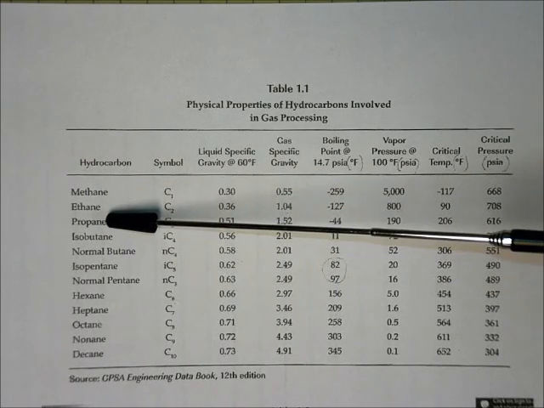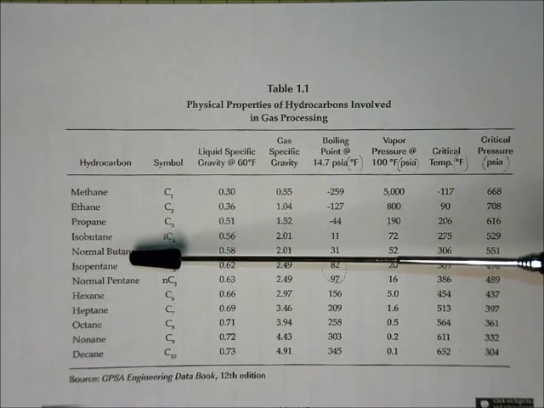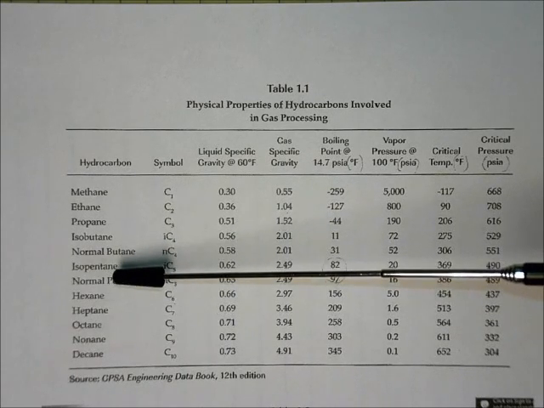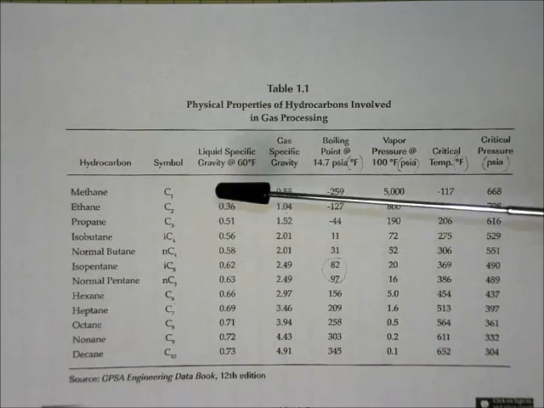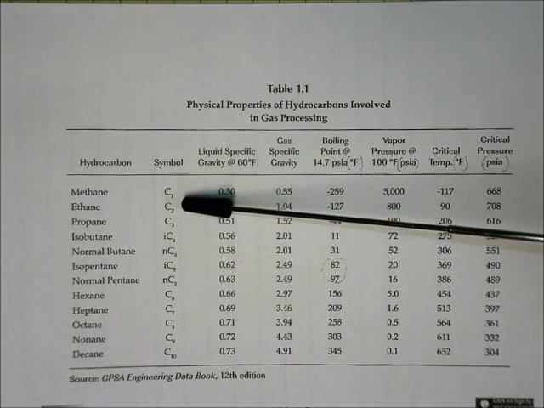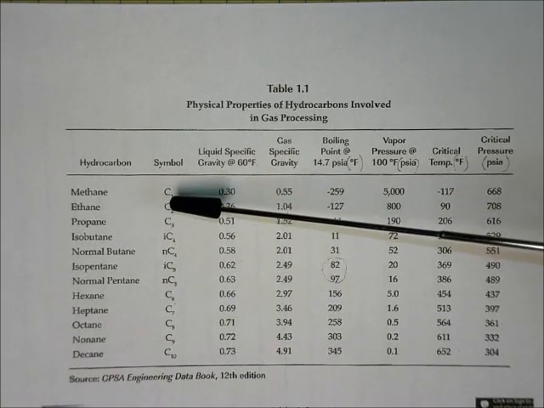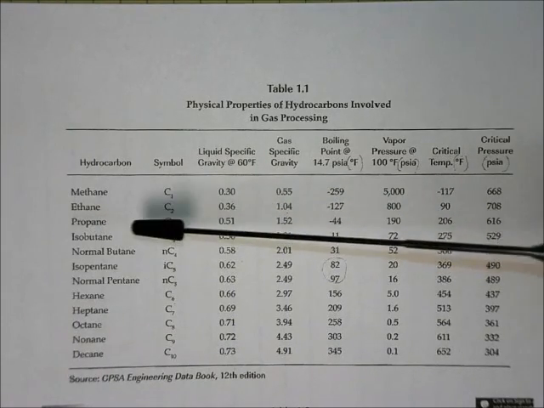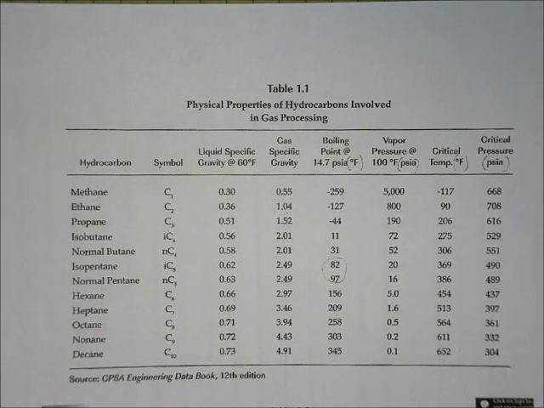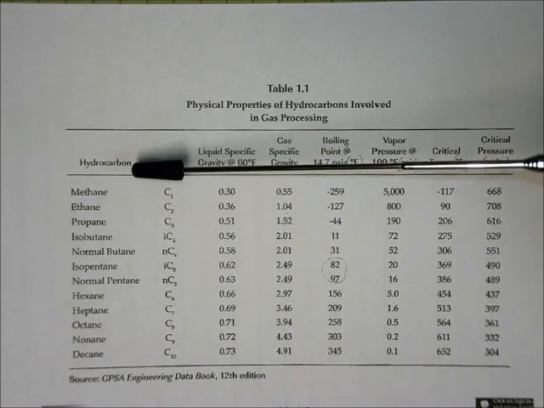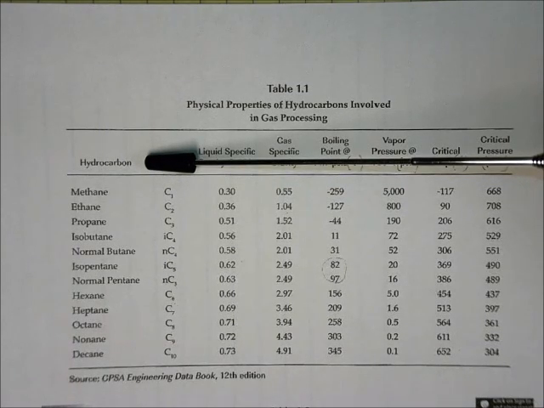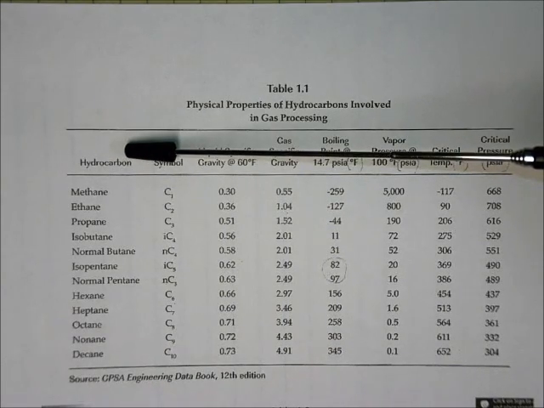Methane, ethane, propane. There's two kinds of butane, isobutane and normal butane. You also have isopentane and normal pentane, hexane, heptane, octane, nonane, decane. The symbols next to them are very important. Y'all need to learn those. You need to learn C1 represents methane, C2 represents ethane, etc. Now, what does the C1 and C2 represent? C stands for carbon. Remember, hydrocarbon comes from the fact that oil field chemicals are made of hydrogen and carbon.